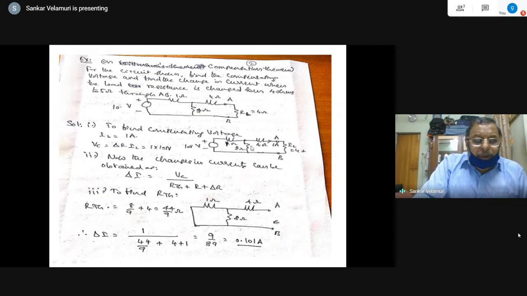For the circuit shown, find, as previously explained, IL is equal to 1 ampere, so VC, the compensating voltage, in currents can be obtained as delta I is equal to this formula, VC by R Thevenin plus R plus delta R. So for finding that you need to obtain R Thevenin. To find R Thevenin, remove the voltage source, remove the load and find the resistance as viewed from the terminals, looking back into the terminals of the network AB.